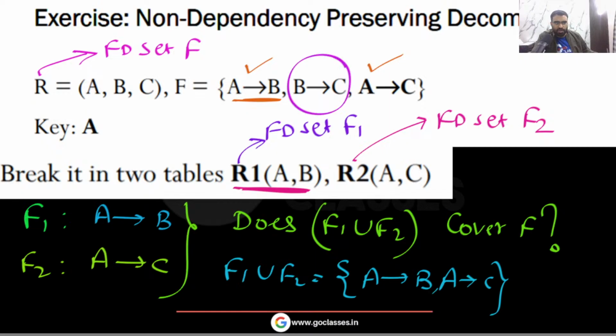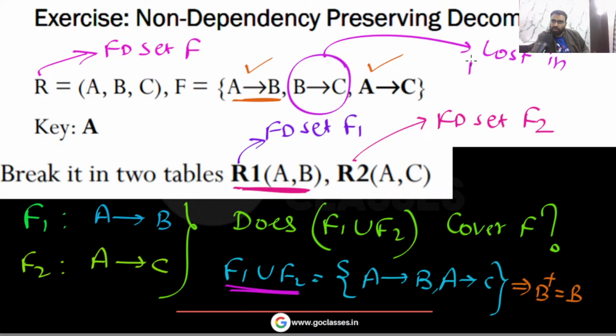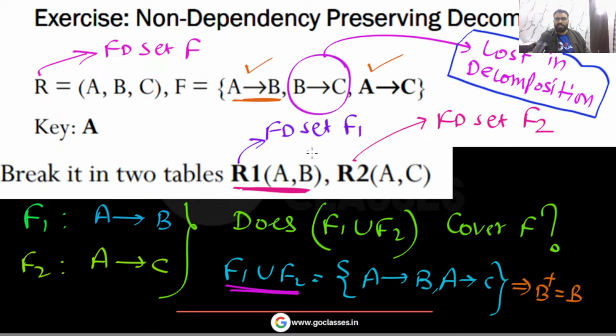In this F1 union F2, if you find B plus, that will be B only. So you can see that F1 union F2 does not cover B determining C. So this FD is lost. Please understand, this FD is lost in decomposition. So this decomposition is not a dependency preserving decomposition. Is this point clear? Okay, let's move on.